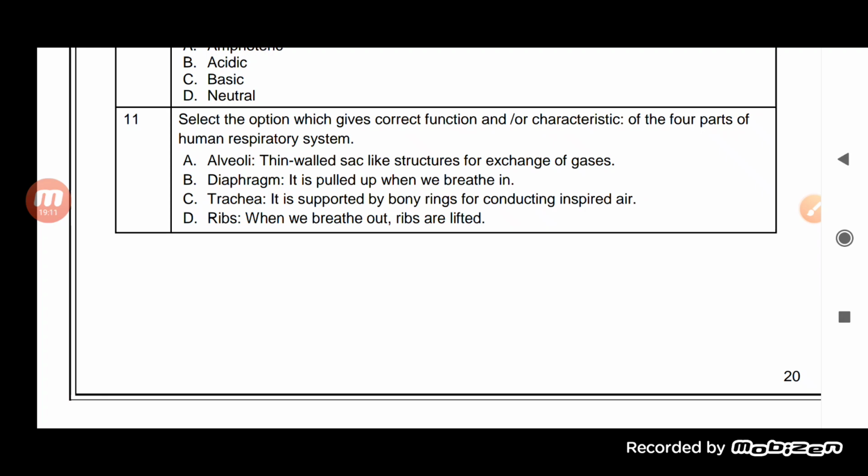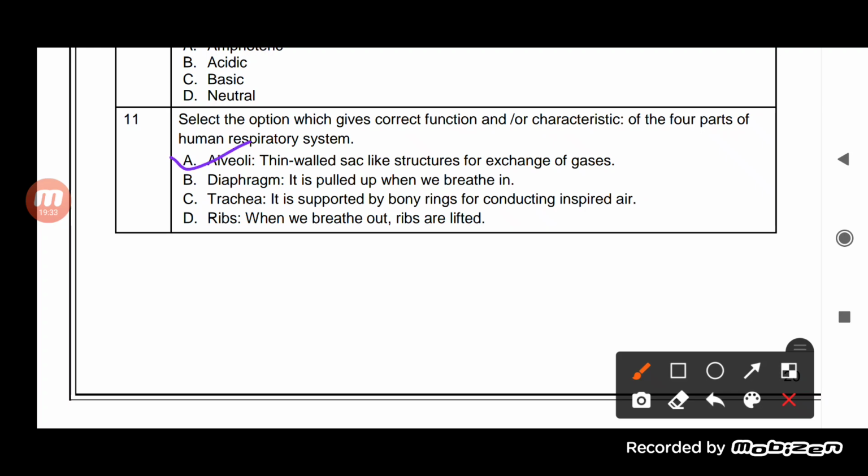Ribs, when we breathe out, ribs are lifted. No, when we breathe out, at that time the ribs do not lift up. Okay, they are not lifted. So here, out of the four, the correct option will be alveoli. Alveoli is the thin wall sac-like structure where the exchange of gases can easily take place. That is why it is a thin wall.